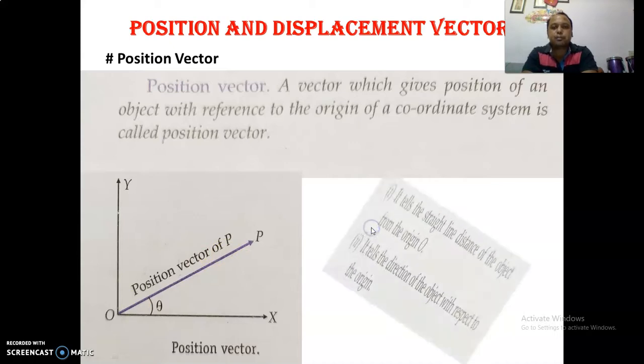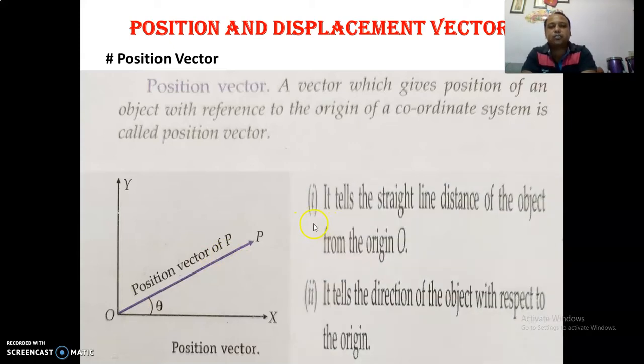Okay. Now there are some properties of this position vector that you need to understand. It tells the straight line distance of the object from the origin. That means the length of the arrow, that is the length of the vector, actually gives the distance of the object from the origin. And secondly, what does it give? It tells the direction of the object with respect to the origin. That is, from the origin, in which direction we should move to reach that object. That is, the direction or the position of the object is given by the position vector. So I hope this is very clear to you.